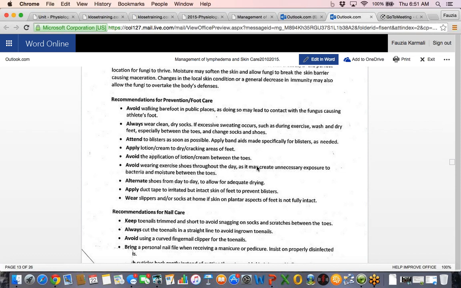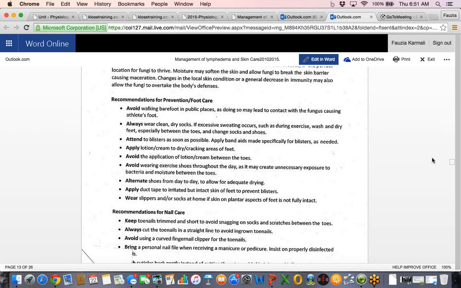Avoid walking barefoot in public places, as they can get athlete's foot. Always wear clean, dry socks. They don't want excessive sweating, like during exercise. They should wash and dry their feet, especially between the toes, and change their socks. If they have blisters, they should apply Band-Aids right away. If they have dry skin, apply lotions and creams regularly.